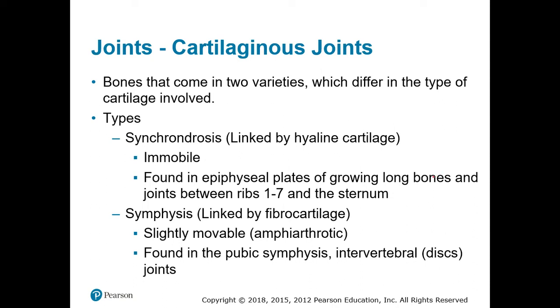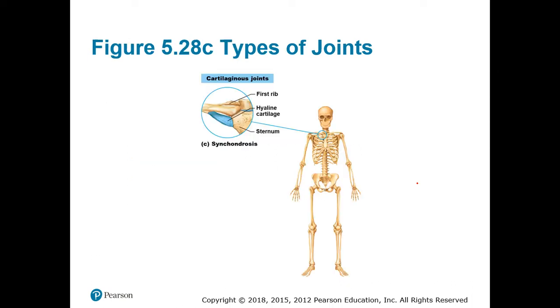And then sometimes they can be in between the joints of your ribs 1 through 7 and your sternum. Now, you may not know your sternum, but this is your breastbone right in the middle of your chest. So if you were going to look at it, here is your sternum right here in the middle of your chest, and it's going to link the different ribs here. So you have hyaline cartilage there.